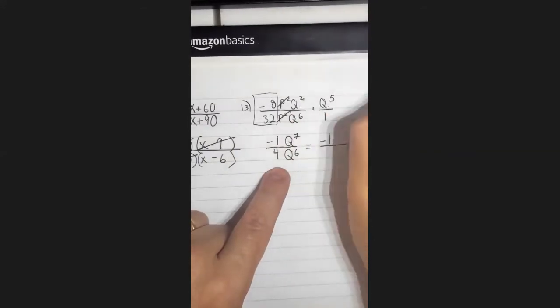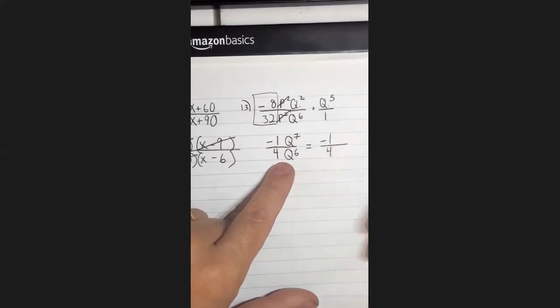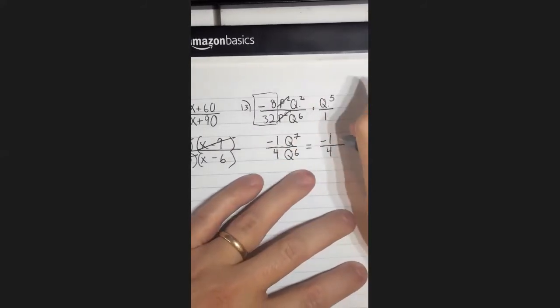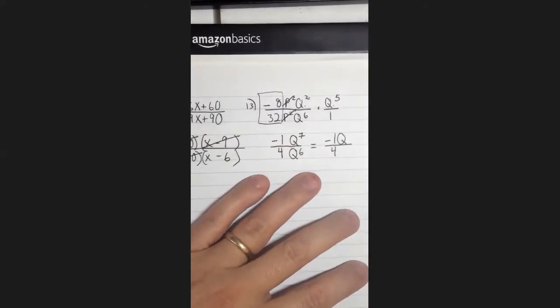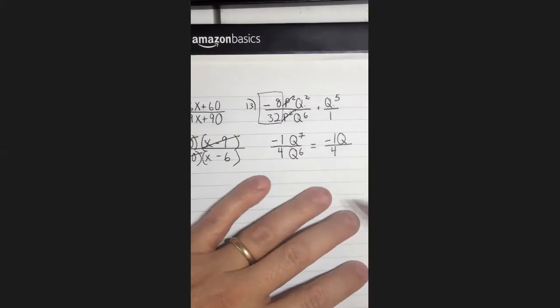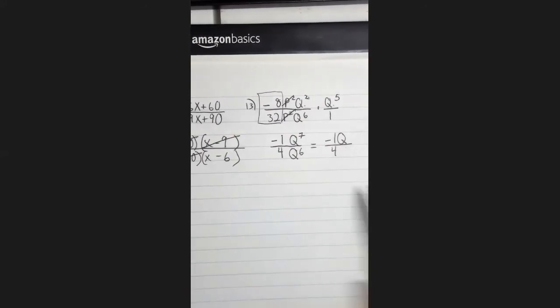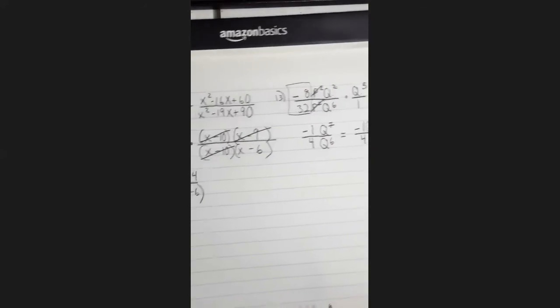And what's going to happen is same base, we're dividing. 7 take away 6, that would give me just q to the 1, or just q. And that's your answer, negative 1q over 4, or you could write it as negative q over 4. But that's how that one is, not a real tough one.